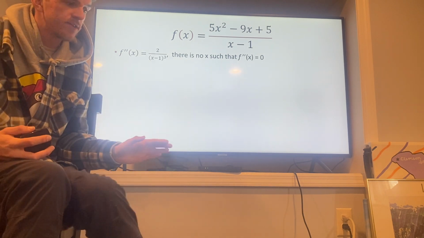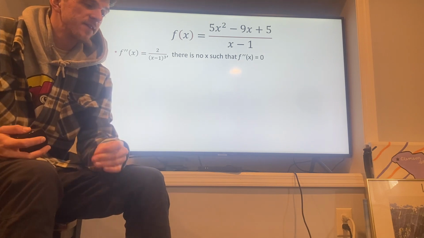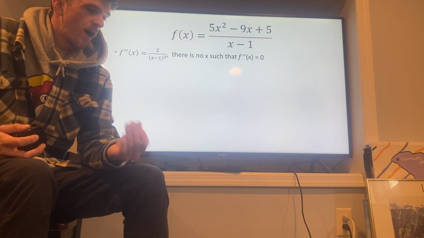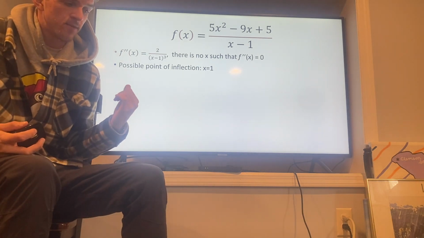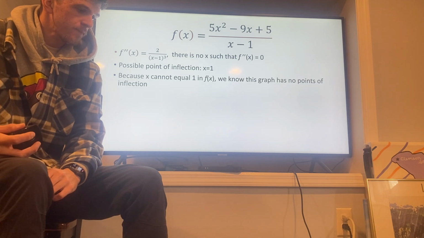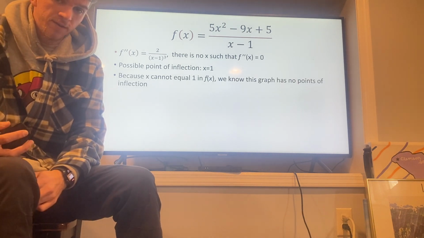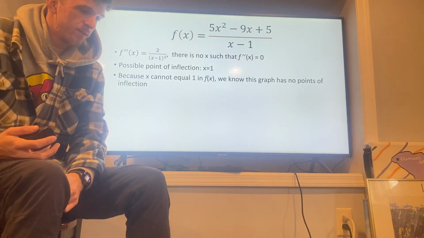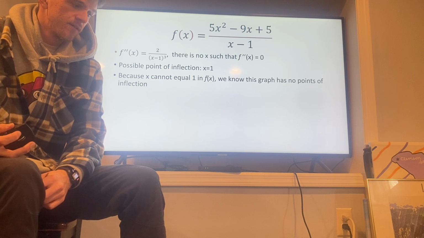Now there's no x such that f double prime of x equals 0. However, f double prime of x does not exist at x equals 1. So that gives us a possible point of inflection. But because f of 1 is undefined, we know that this graph has no points of inflection.